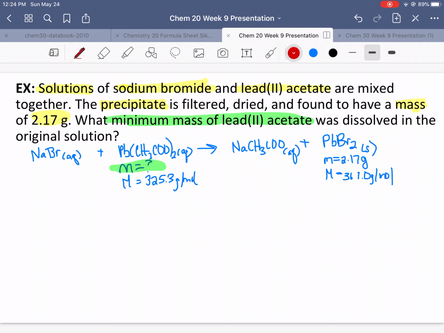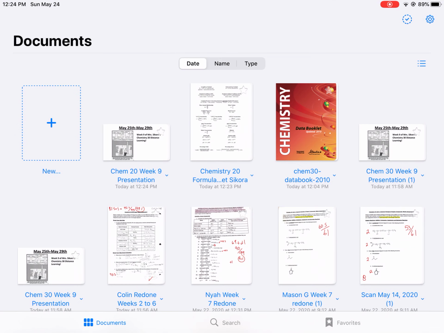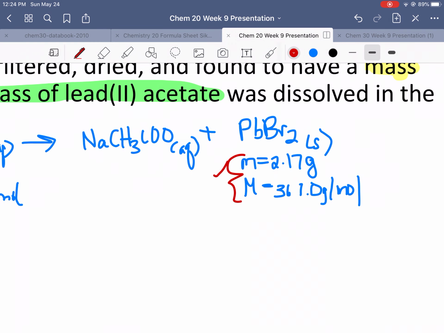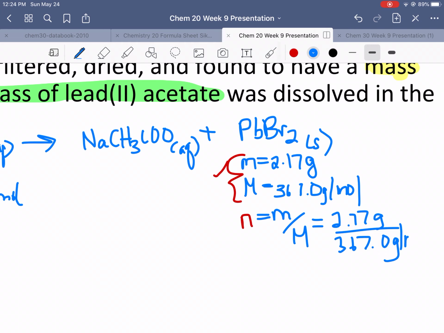Our givens, we have enough information to now figure out the number of moles. So we're getting somewhere here. N is equal to our mass over molar mass. So we're going to take that 2.17 grams, divided by 367.0 grams per mole. Don't round anything. We'll round later. N of our lead-2 bromide, unrounded, is 0.005912. I kept the number on my calculator.